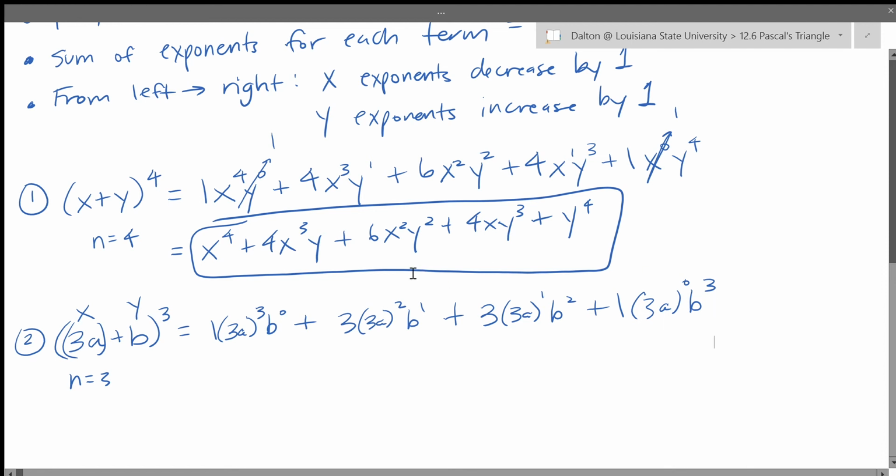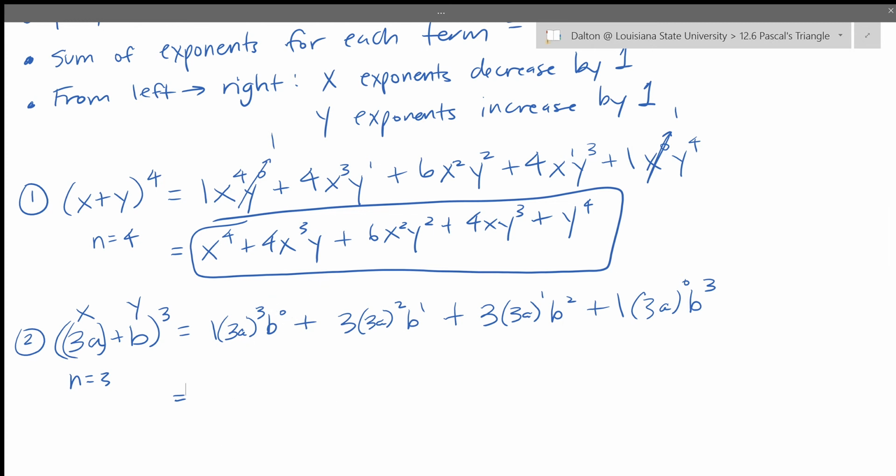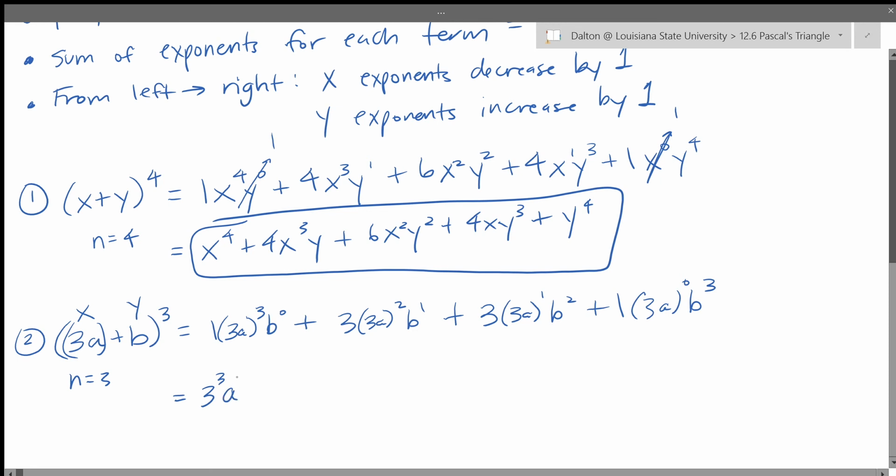Now, this one's going to involve a little bit more simplification than the other one did, so you have to be careful here. For the first term, when you have 3a cubed, you have to remember, because 3a is in parentheses, I'm cubing that entire term, that's 3a times 3a times 3a. So that's actually 3 cubed times a cubed. And then we know that b to the 0 is 1, so you can leave that alone.